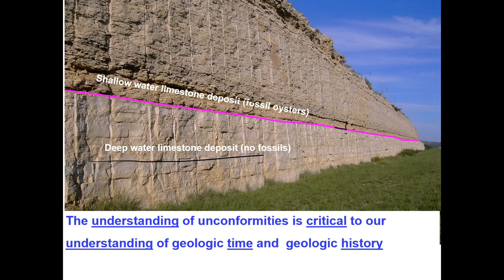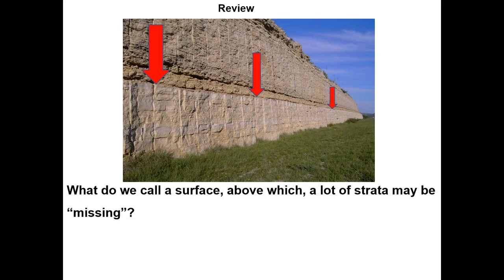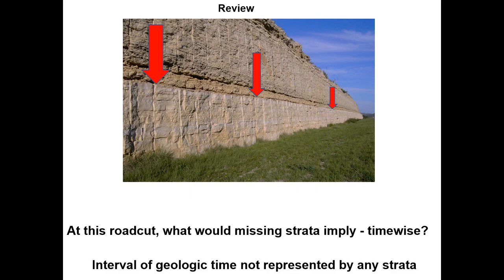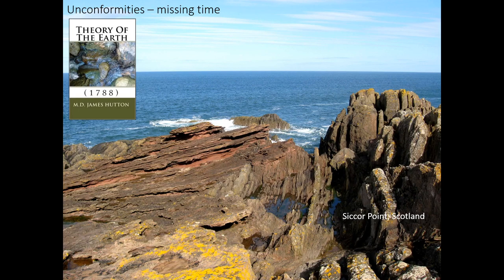Okay, so understanding unconformity is critical to our understanding of geologic time and geologic history. So there's some time that was missing here. Okay, it's called an unconformity. It means that time is missing, right? An interval of geologic time is not represented by any strata in this area.